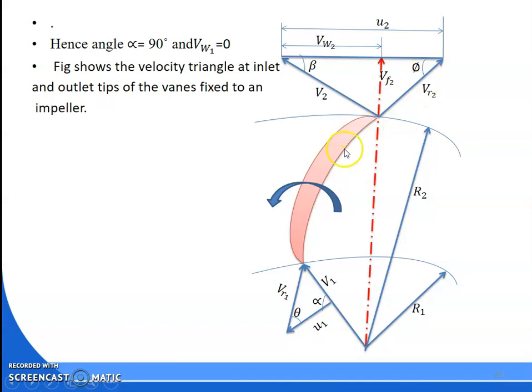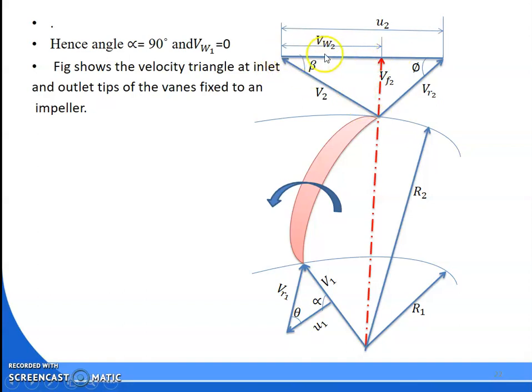At the outlet, it is a backward vane. So this is VR2, making an angle phi. Phi is equal to how much? That is a backward curve, and this is the outlet triangle. VR2, the relative velocity at outlet, makes an angle phi with the blade velocity. This is U2, and this is your V2, the direction in which water will leave. Water will leave in this direction and make an angle beta with the blade velocity.